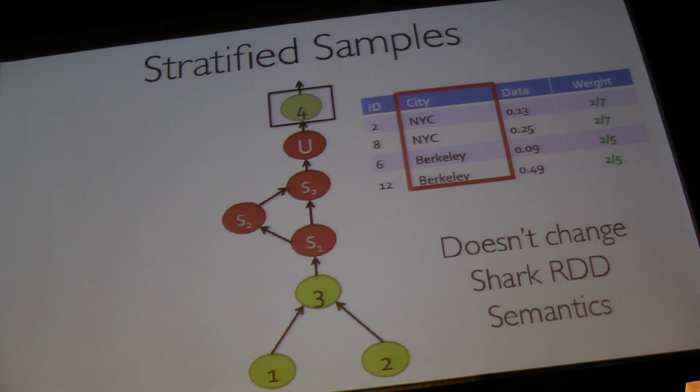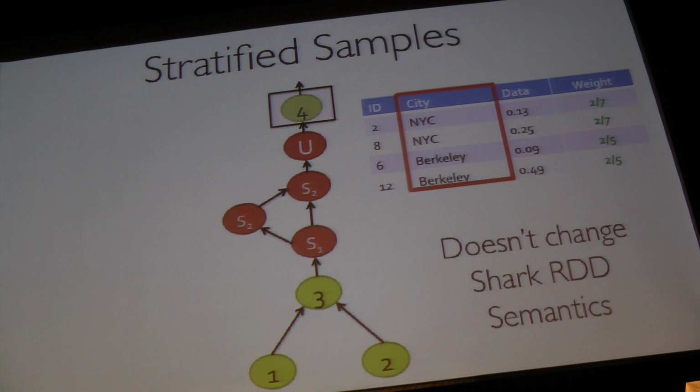And once again, this does not change any Spark RDD semantics, which means you can just feed this sample table into any part of the query graph, and the ratio or the weights would take care of all the scaling and error calculations under the hood.